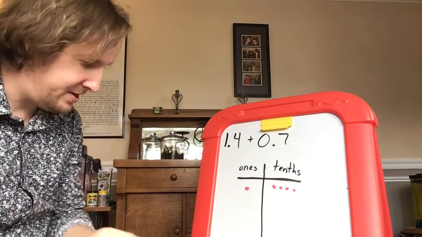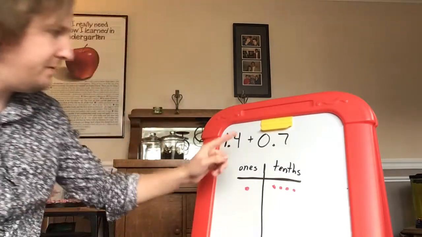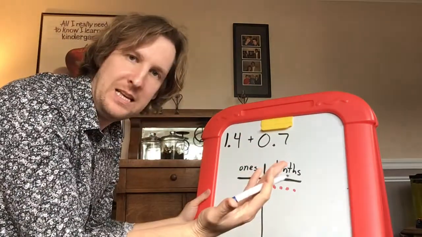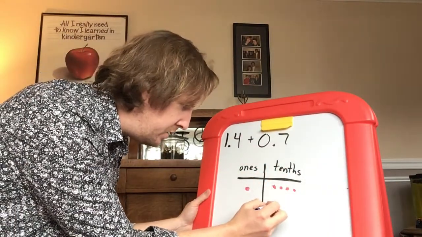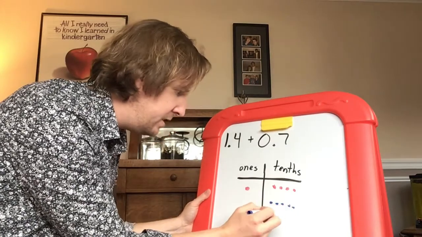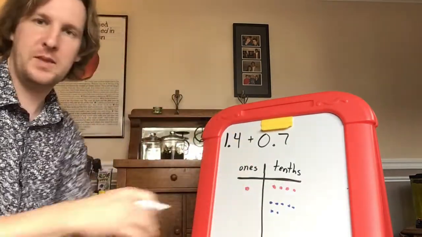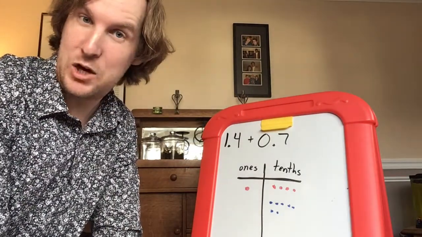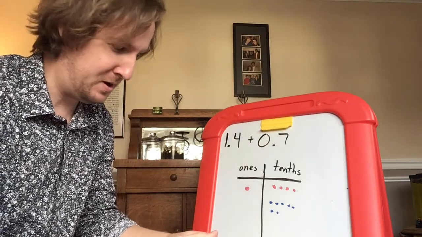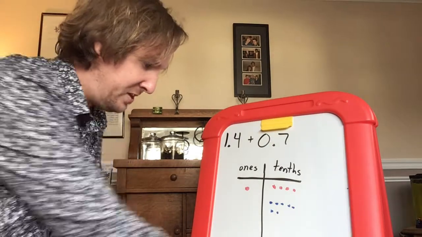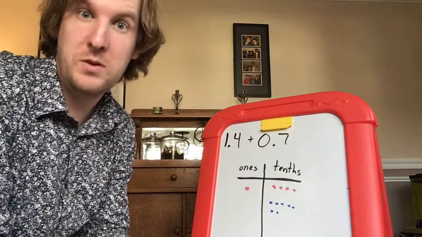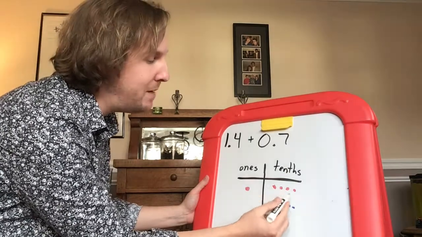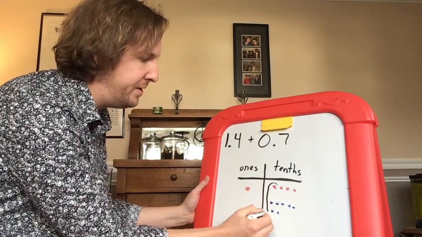Now I add to that how many tenths? 7. So I'm going to show that in a slightly separate spot. 1, 2, 3, 4, 5, 6, 7. Boom. Now, can we see any bundling that could happen? Yes, we do. We can make 10 with those tenths. I've got 7 down here. 3 more would make 10. So I'm going to bundle 10.